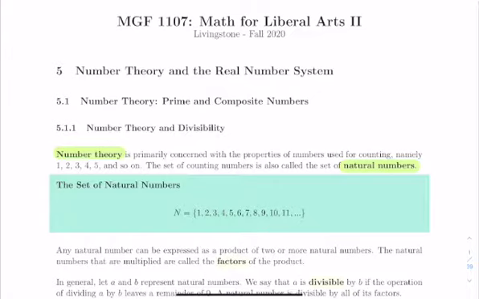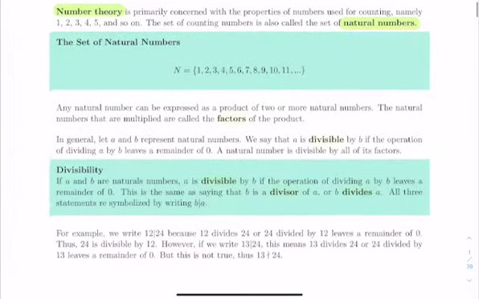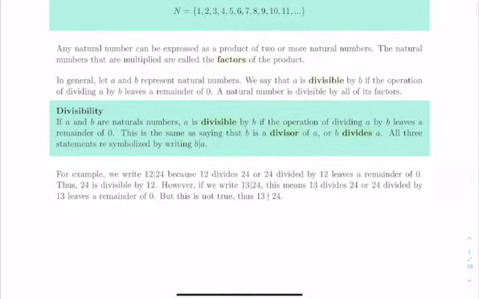Any natural number can be expressed as the product of two or more natural numbers. The natural numbers that are multiplied are called the factors of the product. In general, let A and B represent natural numbers. We say that A is divisible by B if the operation of dividing A by B leaves a remainder of 0. A natural number is divisible by all of its factors.